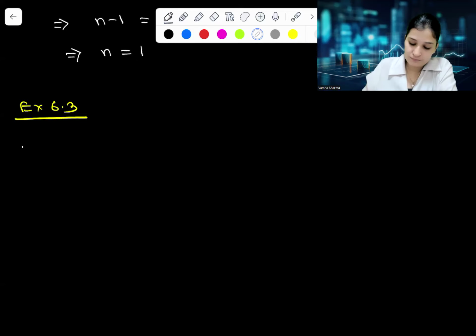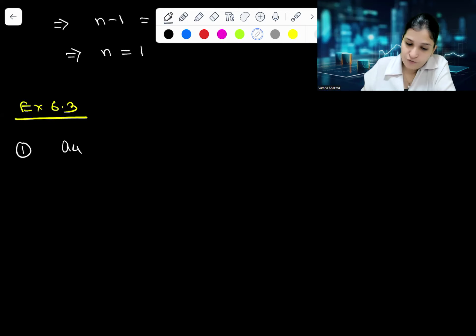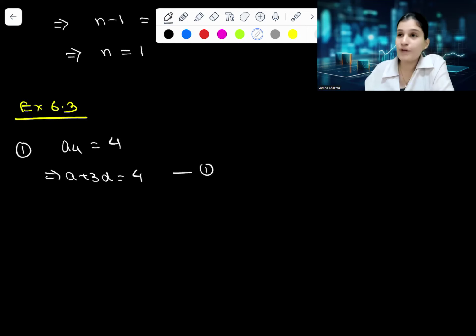Exercise 6.3, ML Agarwal. Question number 1. If the fourth term of an AP is 4, what is the sum of seven terms of the AP? Formula: a plus 3d. So a4 is 4, that is a plus 3d, we already have 4. What we want is the sum of 7 terms.